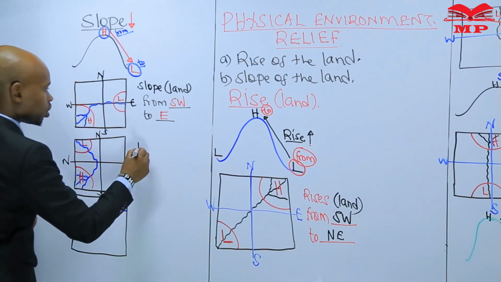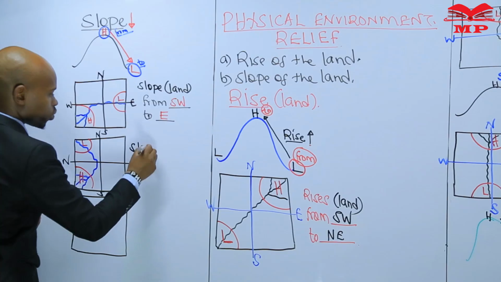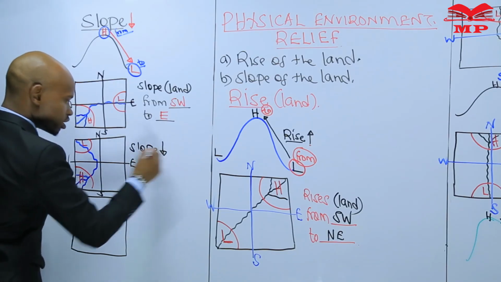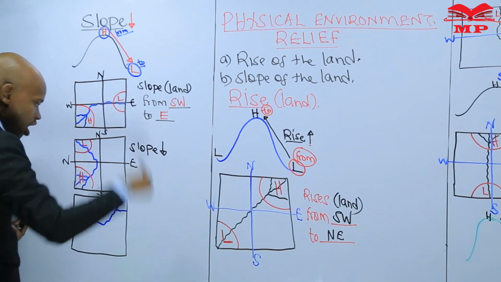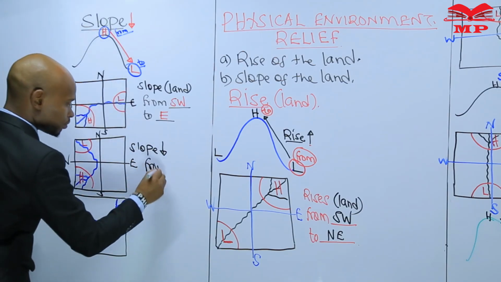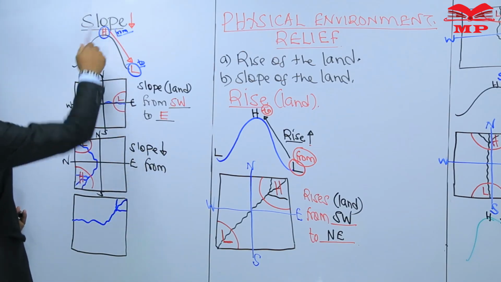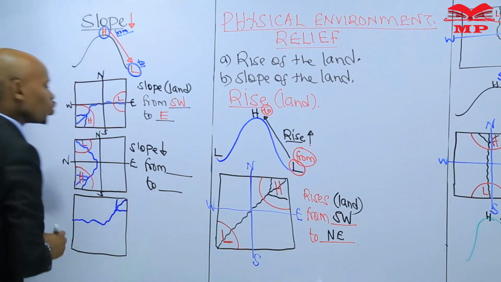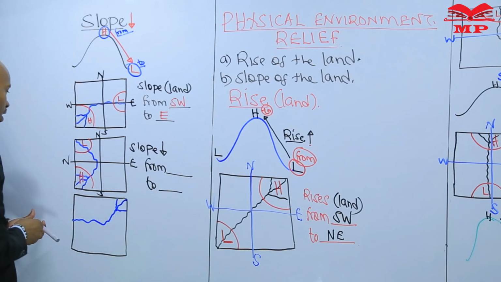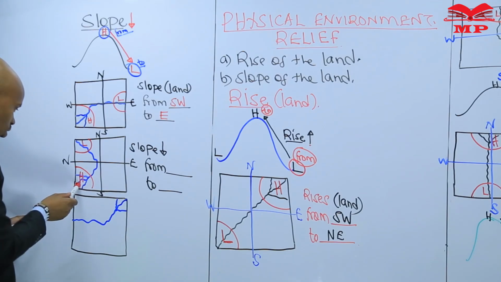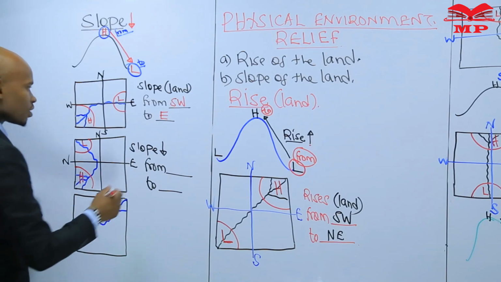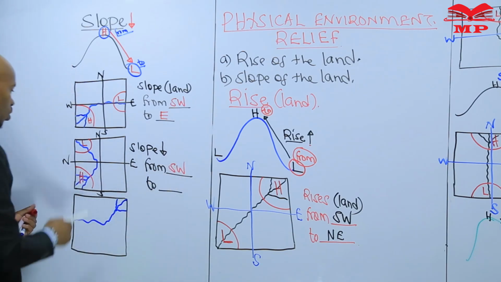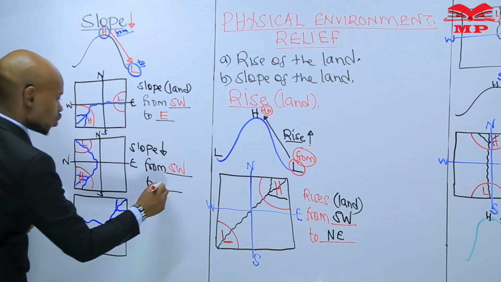Rise. No, slope. We are on slope. We are going down. Slope, going down. From, it should always be from a highland to a lowland. So where is the highland here? Where we are sloping from? Southwest. Southwest. To where this time round? Northwest.